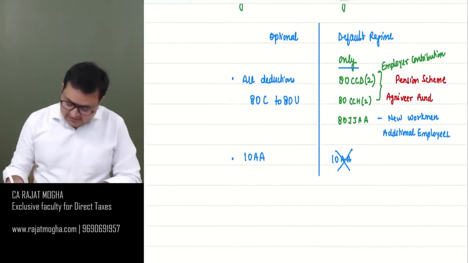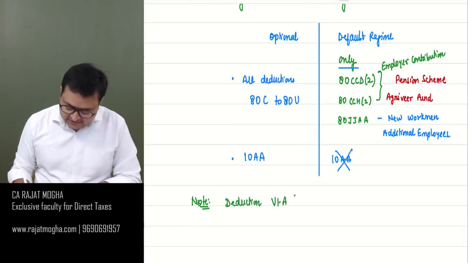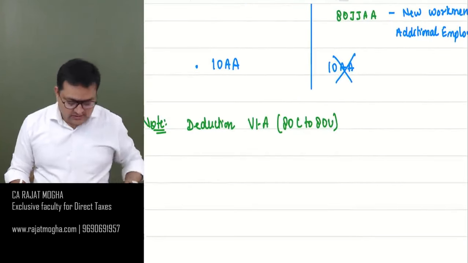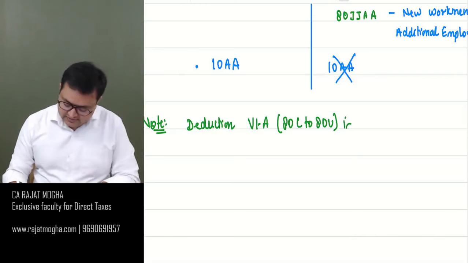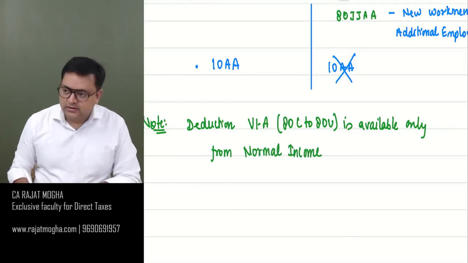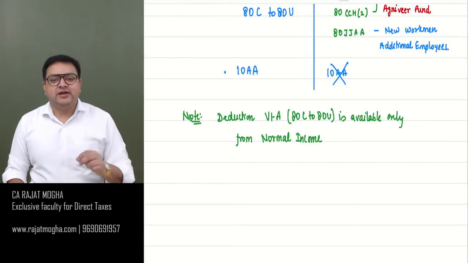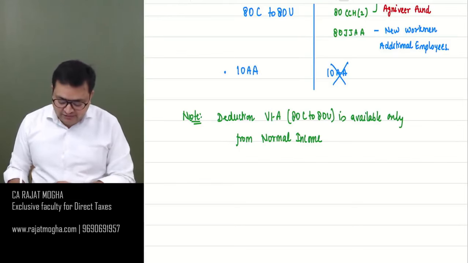Then please also note, important note: deductions under chapter 6A, that is 80C to 80U, are available only from normal income. 80C to 80U, all the deductions, whether it is optional or default, this chapter is available only from normal income.